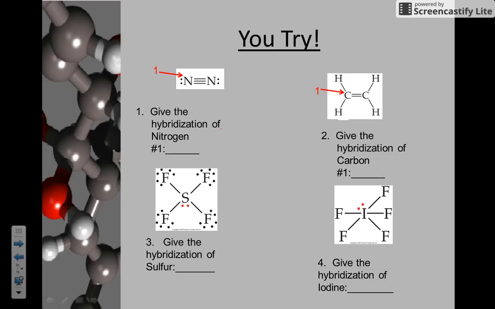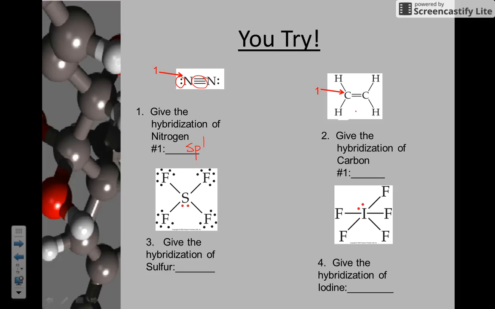Now pause the video and see if you can do these, and then resume the video and see what you got. I'm going to continue since I only have 10 minutes. We're wanting to find the hybridization of the nitrogen, number 1. So look and see how many sides of the nitrogen have something on it. There's a lone pair here, and there's a triple bond here. So 2 of the sides of the nitrogen have something on it. So we're going to count to 2, and we're going to say sp1. So nitrogen is sp1 hybridized, or sp hybridized.